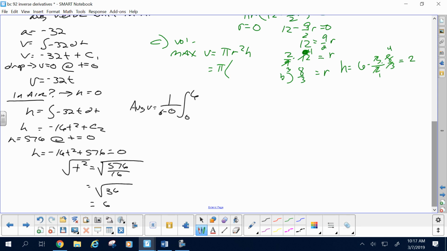So now the average velocity is 1 over 6 minus 0, so I guess I could do this. But could I also find average velocity by doing height at 6 minus height at 0? That's what I tried to do. Yeah, that's smart.